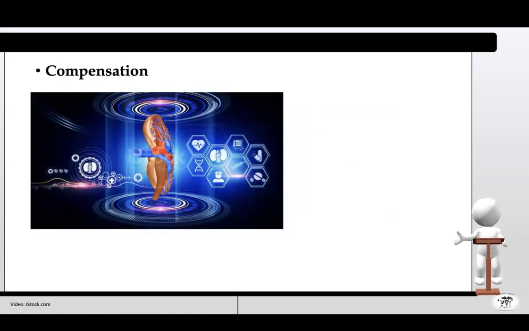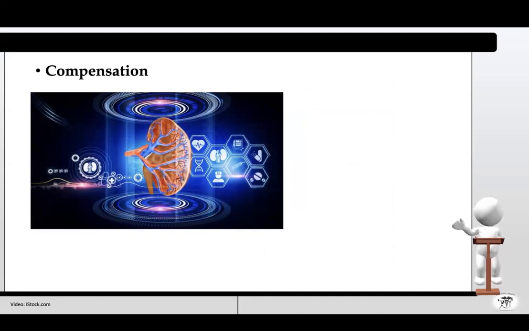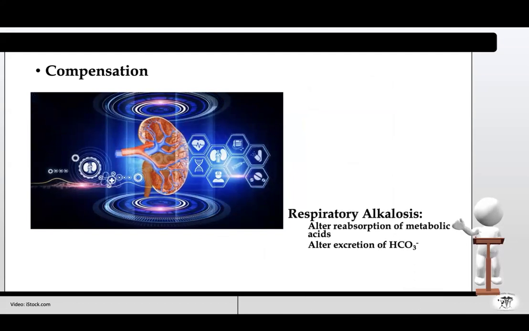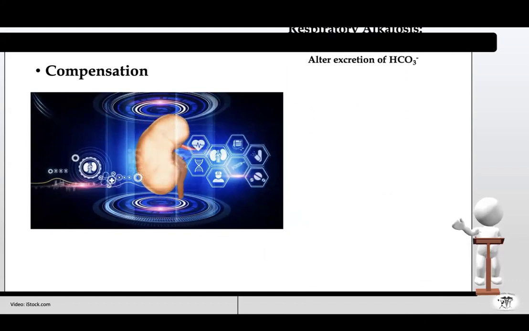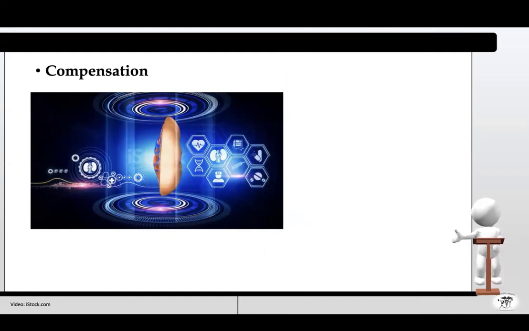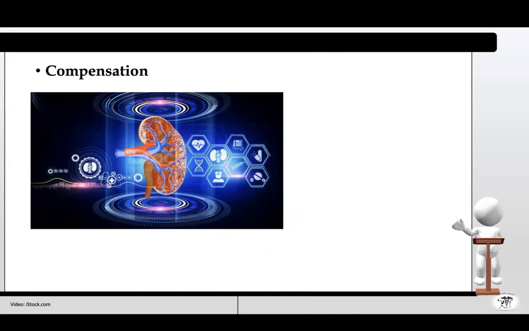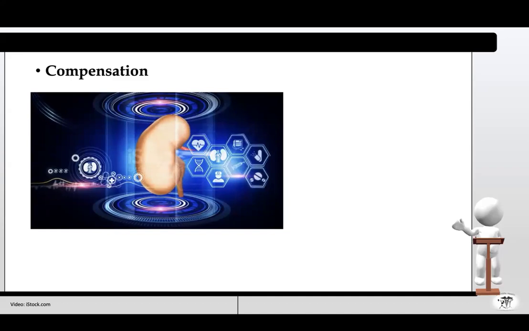So what are some of the normal compensations that we're going to have to this condition, and what do we have to worry about in terms of having uncompensated issues leading to alkalosis and acidosis? When we start looking at the kidneys, respiratory alkalosis is going to be met with altered reabsorption of metabolic acids and altered excretions of bicarbonate, so as to ensure that we get the normal pH coming back by increasing the excretion rates of our alkaline substances, our bicarb, while retaining metabolites that can lead to an increase in hydrogen ions.